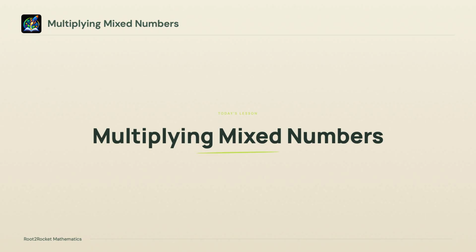Today we are going to learn how to multiply mixed numbers. Let us begin. We are simplifying the number 4 and 1 over 2 times 2 and 3 over 5. 4 is a whole number, 1 over 2 is a fraction in which 1 is the numerator and 2 is the denominator. We are going to simplify each of the terms one after the other.